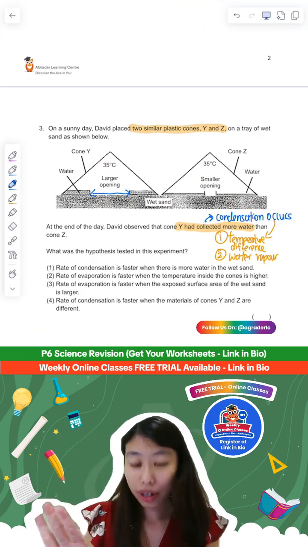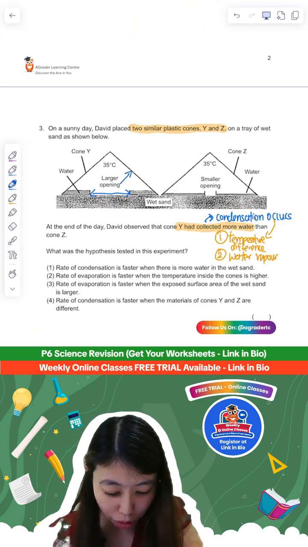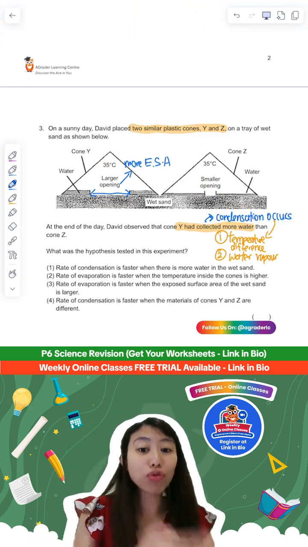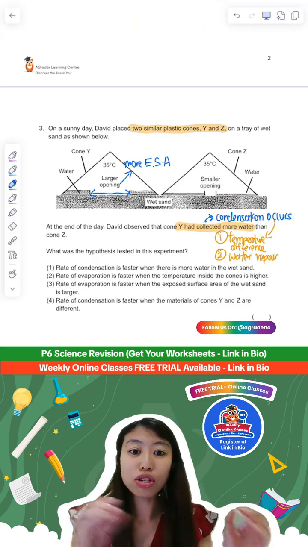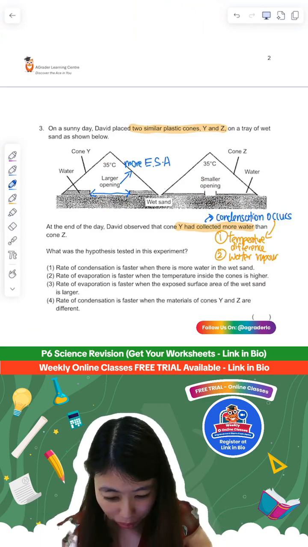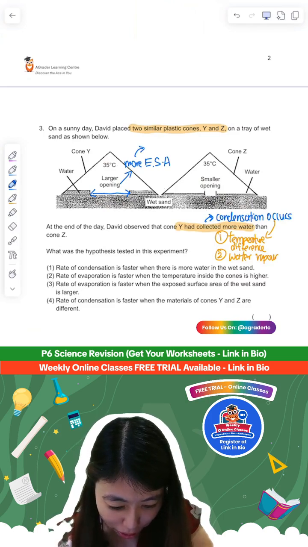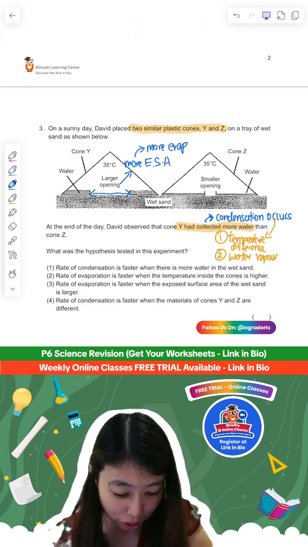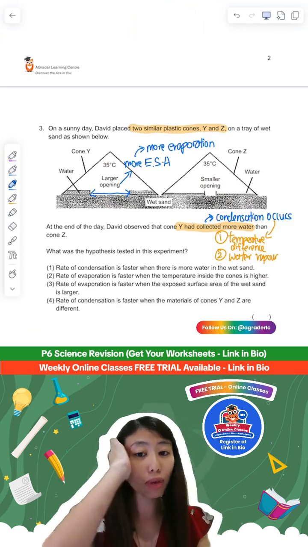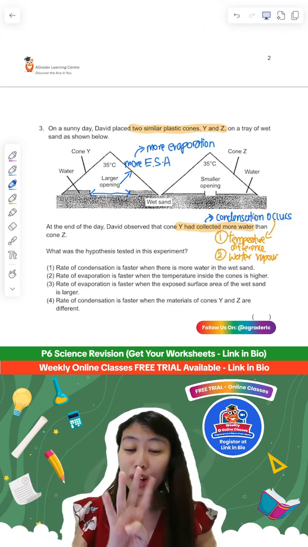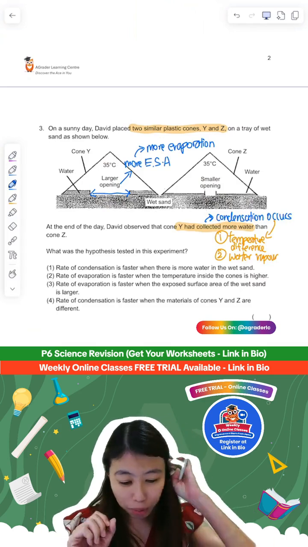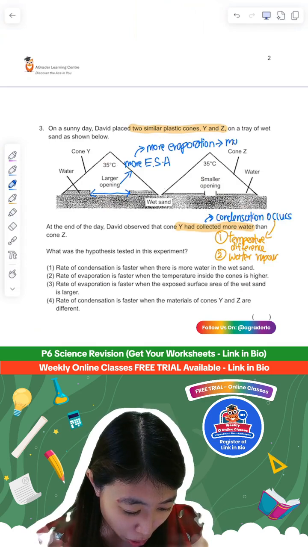you can see that the one on the left has a greater exposed surface area, ESA. The one on the right has a smaller exposed surface area. So the greater the exposed surface area, it basically means there will be faster evaporation or more evaporation. Very good. Humidity is not tested in PSLE. Humidity is actually the fourth factor that affects evaporation, but not tested in PSLE. So you all just remember three. So more evaporation means you get more water vapor.